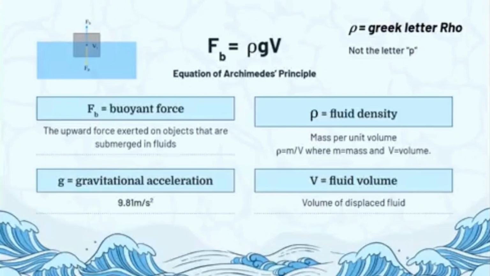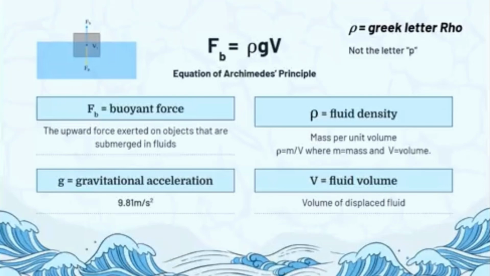So this equation, which is buoyant force equals rho times g times v, is the equation of Archimedes' principle. That rho is the fluid density, which is the mass per unit volume, or rho equals m over v, where m is mass and v is volume of the fluid that the object is in. So there would be a different density for water than, say, syrup. Syrup would be more dense. Obviously, that's a bit of a thicker fluid. You can kind of think of it like that. And then there is also gravitational acceleration, which is 9.81 meters per second squared.